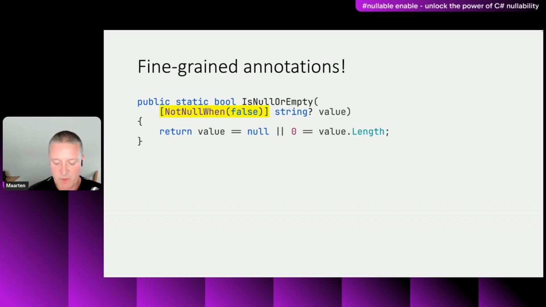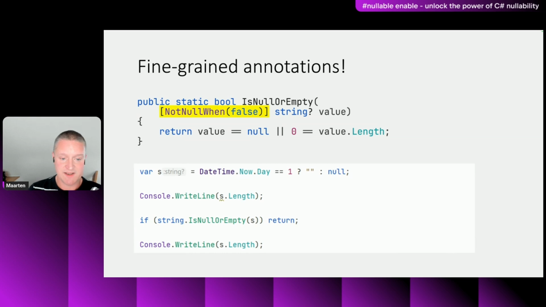So in the example where you have a string that is null and you do an if string.IsNullOrEmpty of that value and so on, you can actually see that the compiler and the flow analysis uses this annotation to determine after that check whether that value can be null or not. So by saying, okay, when this returns false, my value is never going to be null.